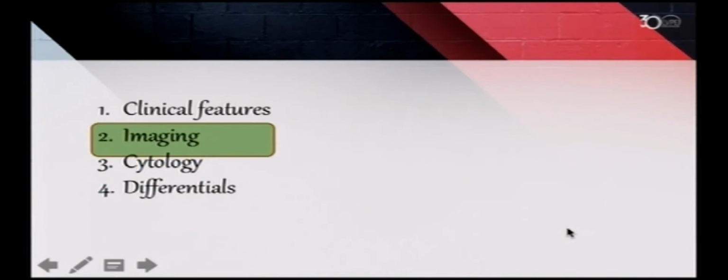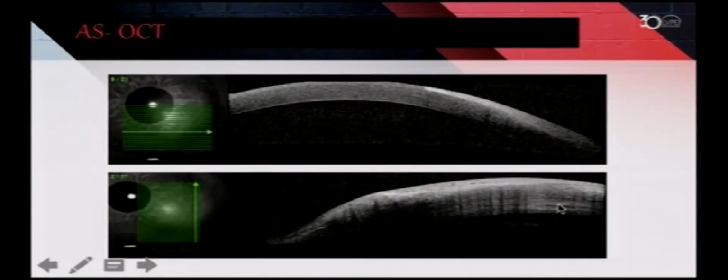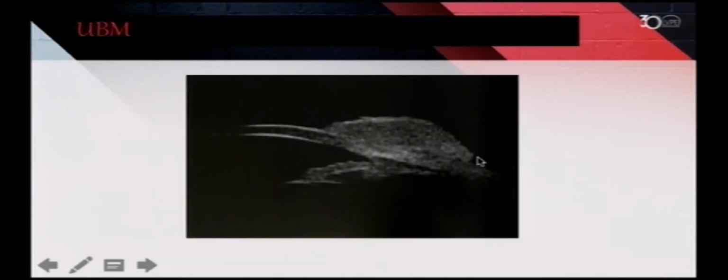Moving on to the imaging part, whenever there is a doubt in the diagnosis, we can go ahead and do an anterior segment OCT. So how does an OSSN look on anterior segment OCT? OSSN, if you see here, has this typical appearance of a hyper-reflective thickened epithelium which has an abrupt transition into the normal corneal epithelium. Again, on the ultrasound biomicroscopy, you can see the tumor traversing the cornea and going inside the Descemet's membrane.